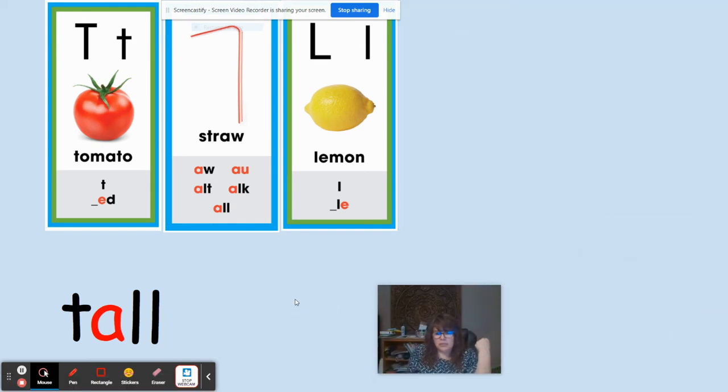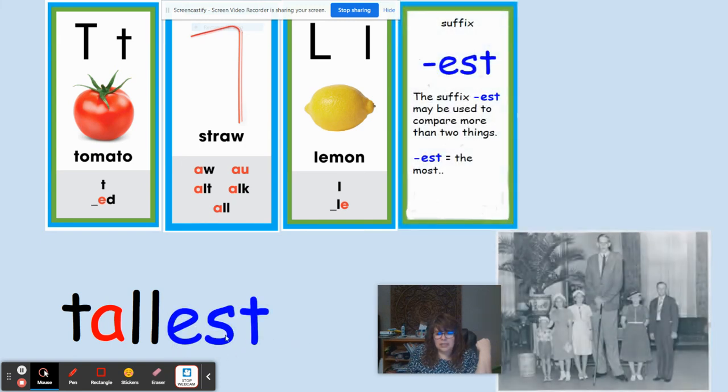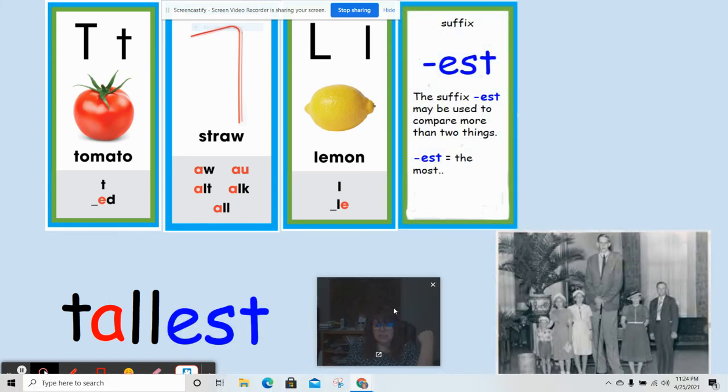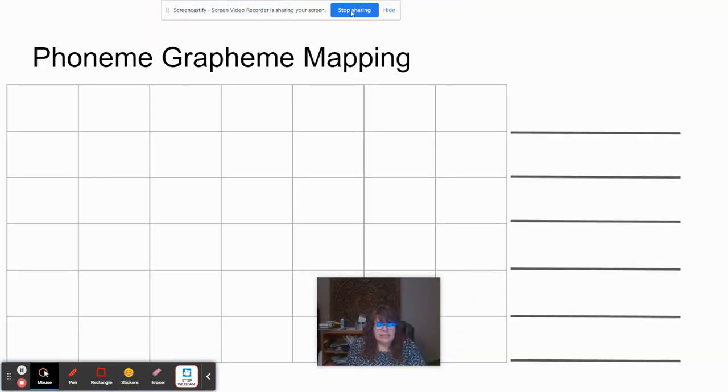Now we go back to our base word tall, and we add the suffix est, which means the tallest. As you see right here, this man is the tallest from all the people in the picture. So there's three or more, the most tall. And that's the end of the lesson.